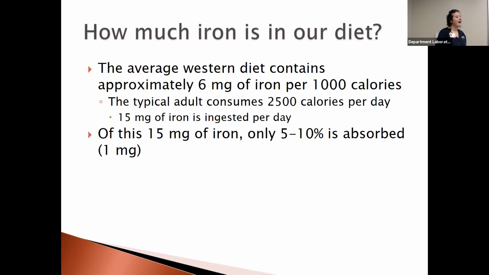All right, so let's think about our diet. The average Western diet contains approximately 6 milligrams of iron per 1,000 calories. The typical adult consumes about 2,500 calories per day, so we're getting about 15 to 20 milligrams of iron per day. However, only about 5 to 10% of that is actually going to be absorbed. Remember, we need only about 1 milligram because our body is recycling so much.